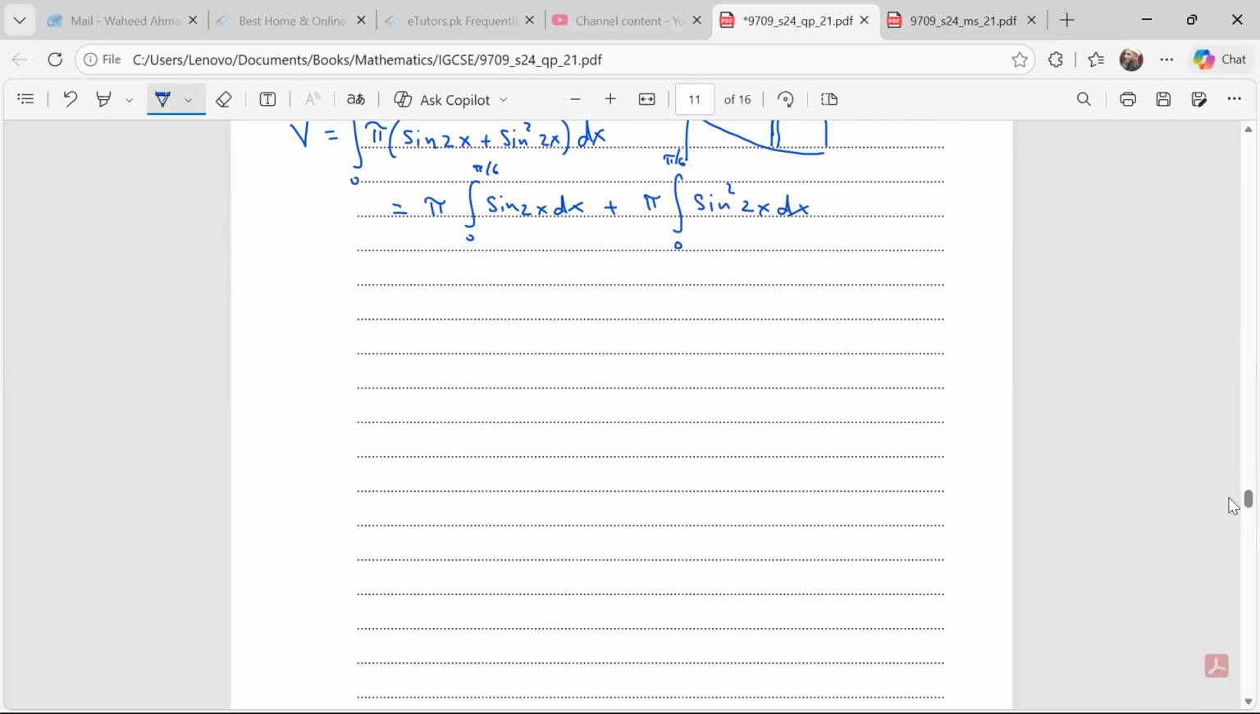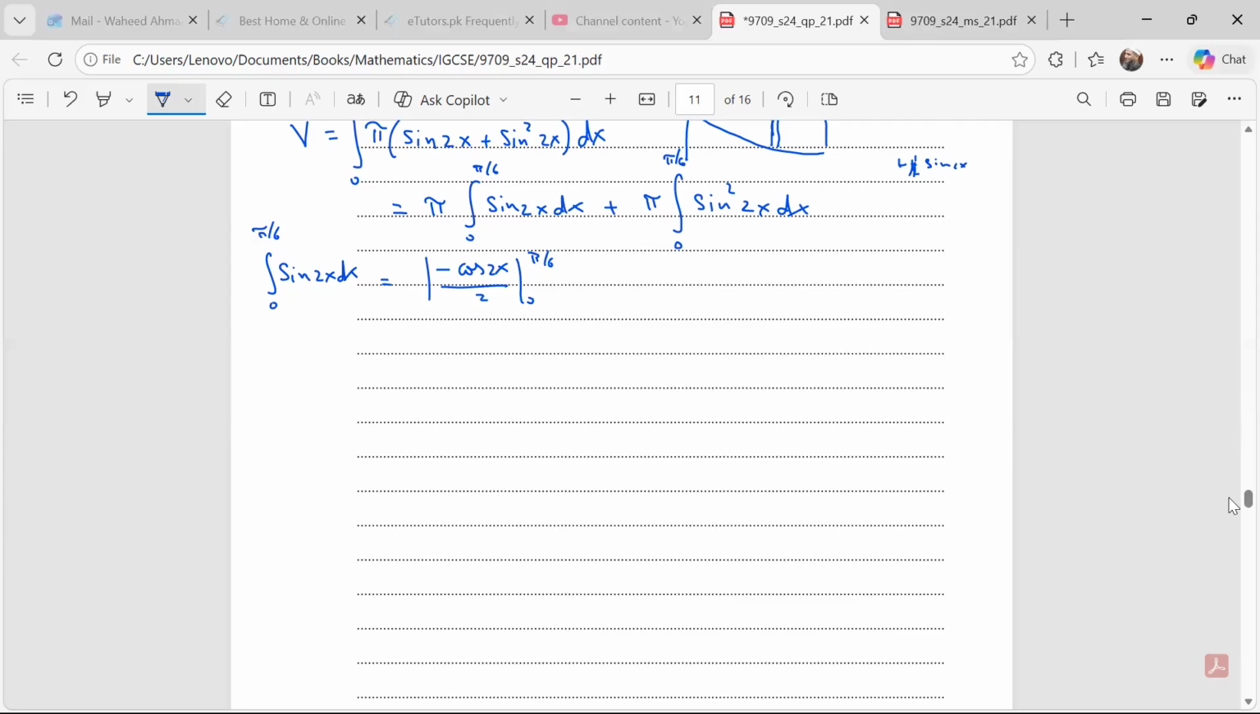So if I have the integral of sine 2x dx from 0 to pi by 6, how will I do it? It's going to be negative cos 2x over 2, from 0 to pi by 6. Because if I differentiate this, it's going to be minus 1 by 2 times the derivative of cos 2x, which is minus sine 2x, times the derivative of 2x, which is 2. So that 2 is gone, and this is going to be sine 2x, yes. So this is correct integration.